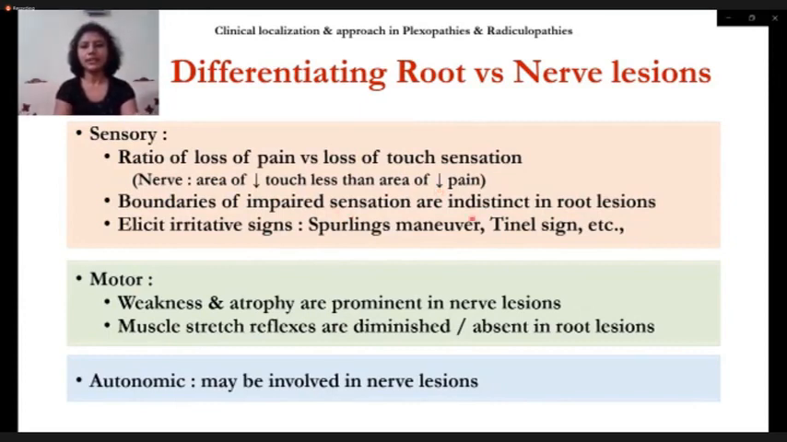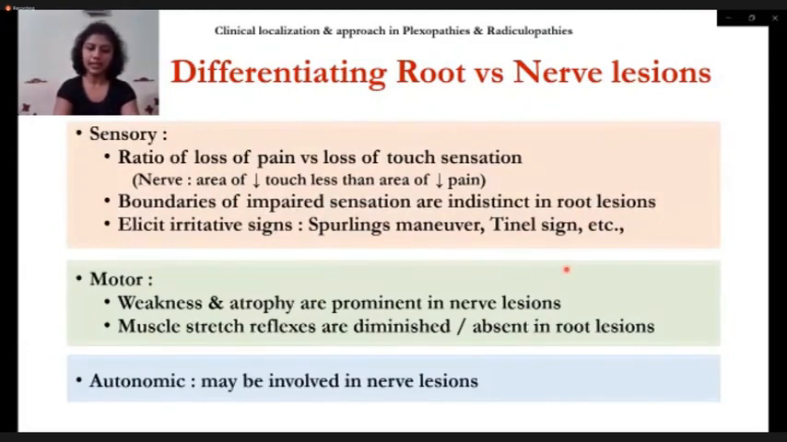The boundaries of impaired sensation are rather indistinct in case of root lesions, while they are slightly more sharply defined in the case of peripheral nerve involvement. And of course, one can elicit the irritative signs, which are used to identify monoradiculopathies, by maneuvers which aggravate or reduce the symptoms, such as the Sperling's maneuver, etc.